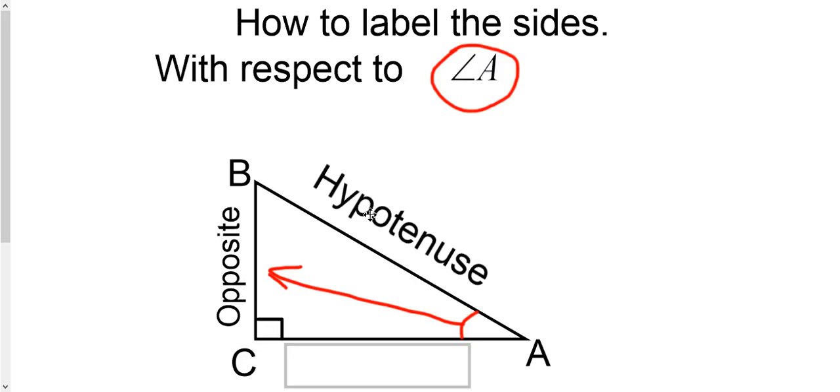And then the last one, I always do hypotenuse first, then the side opposite, and then the last one is called the adjacent side, the one that's left over. If you've got these first two right, the adjacent side is right there.